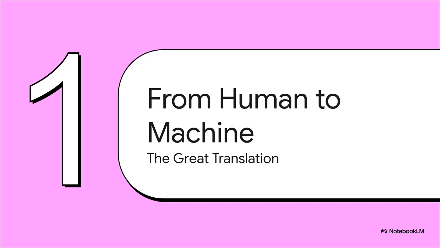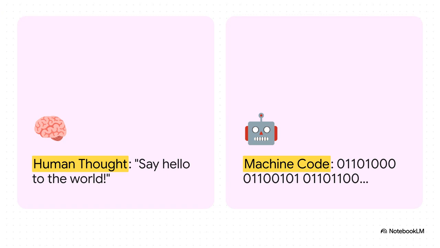The very first hurdle we have to overcome is this massive communication gap. See, we think in words and ideas, but computers, they're incredibly simple. So let's take a look at how we actually bridge that divide. On one side, you've got a simple human idea. Say hello to the world. But to a computer, that idea looks like this long, messy string of ones and zeros. This is called binary, or machine code, and it's the only language a computer's processor actually gets.